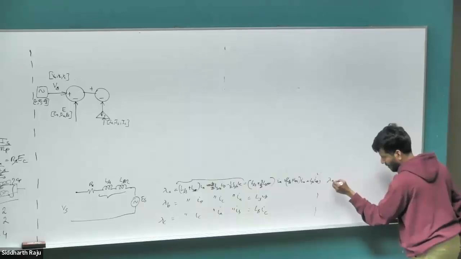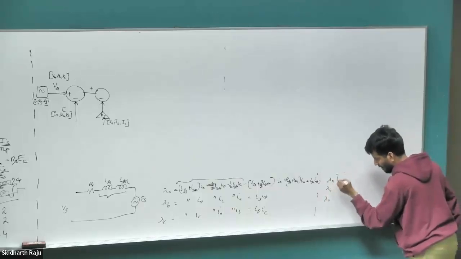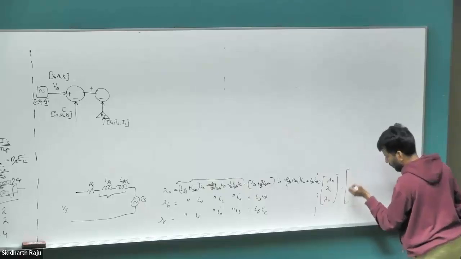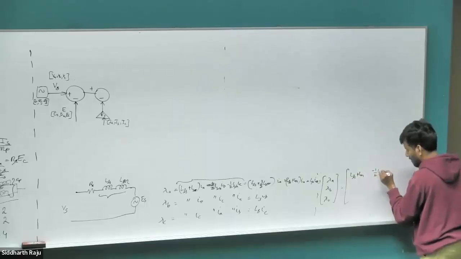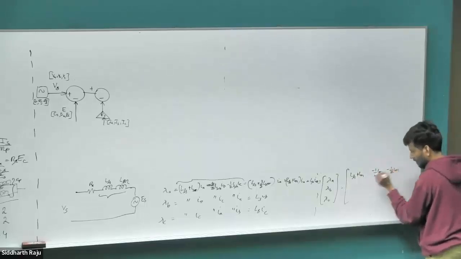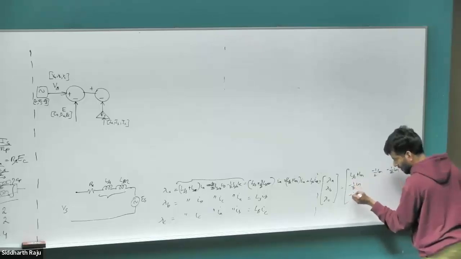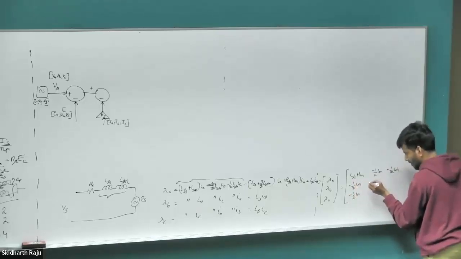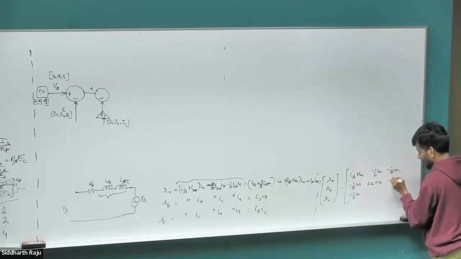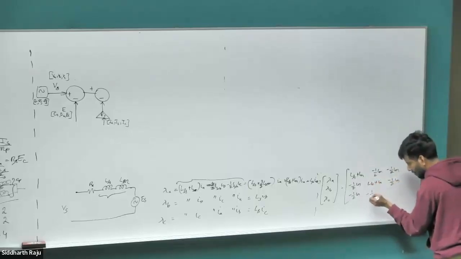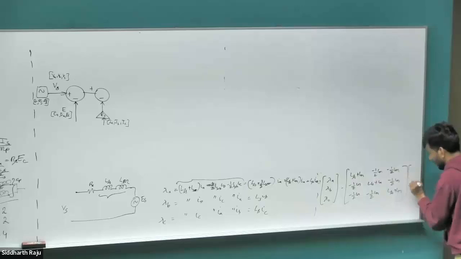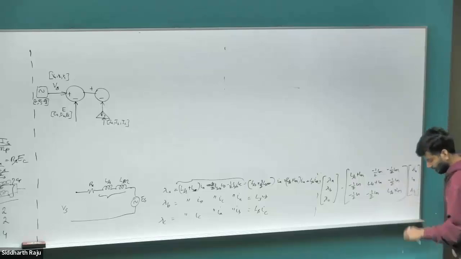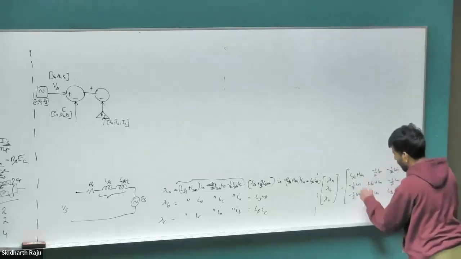So your lambda A, lambda B, lambda C is going to be equal to LLS plus LM, minus 1 by 2 LM, minus 1 by 2 LM; minus 1 by 2 LM, LLS plus LM, minus 1 by 2 LM; minus 1 by 2 LM, minus 1 by 2 LM, LLS plus LM, times IA, IB, IC. Right? So this is my inductance matrix.